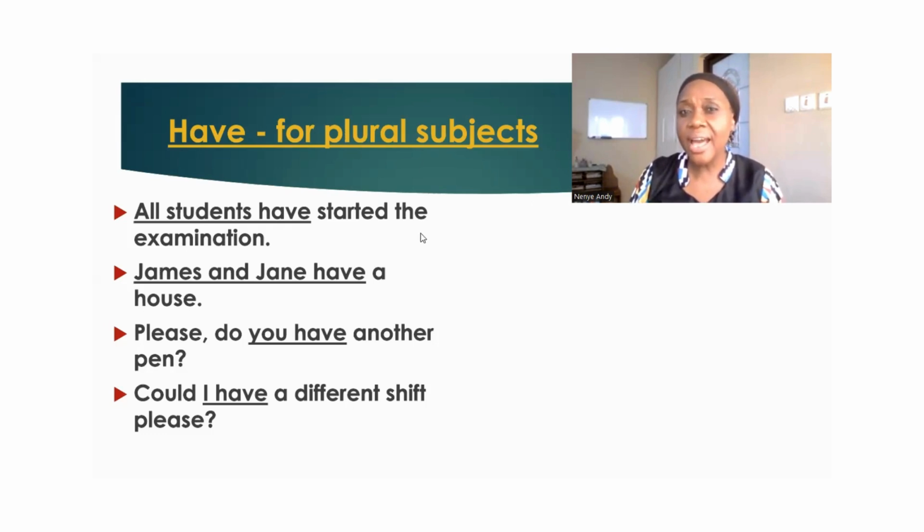All students have started. All students, many of them. James and Jane, two people, have. Please, do you have? You can mean one person. It can also mean a group of people. I could say you when I mean only you watching this video, and I can also say you when I mean all the people watching this video. So you is used with have. You have. I have. Could I have a different shift, please? I and you are used with have.